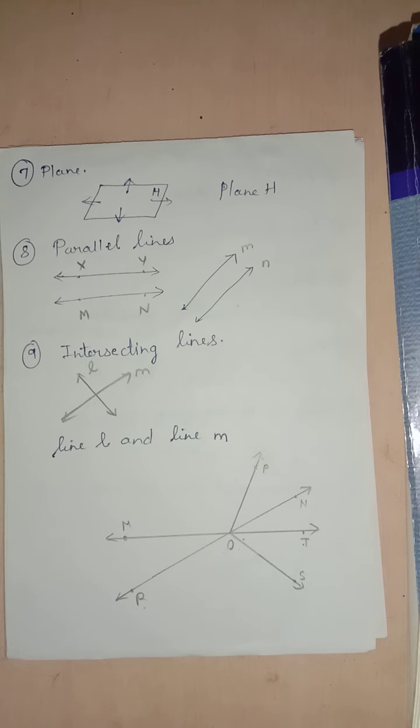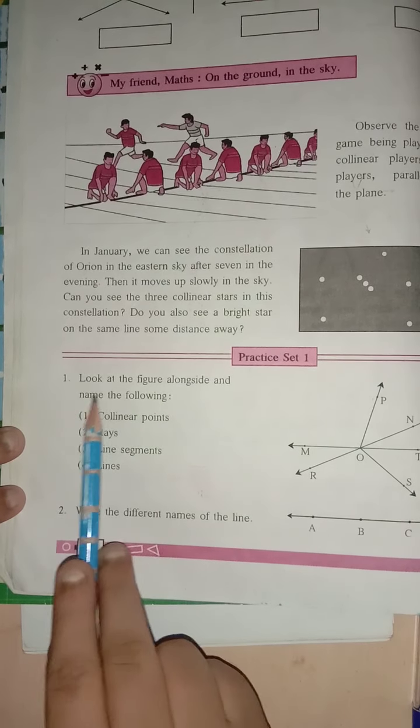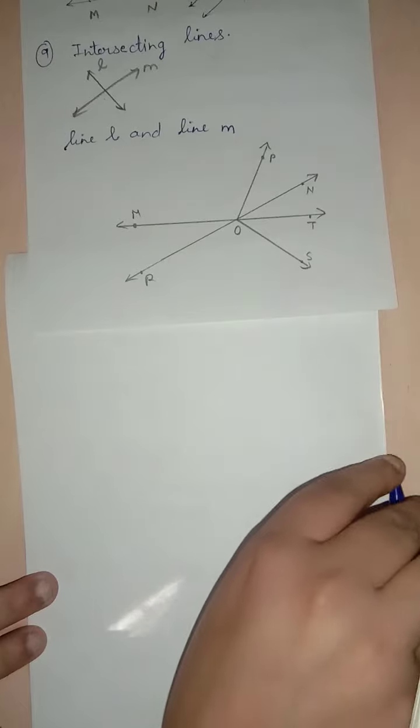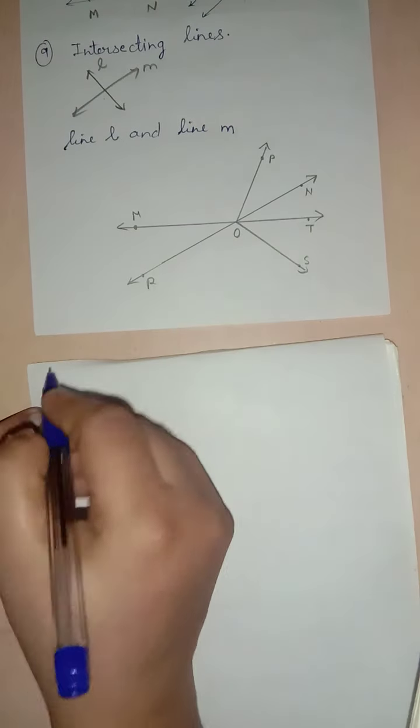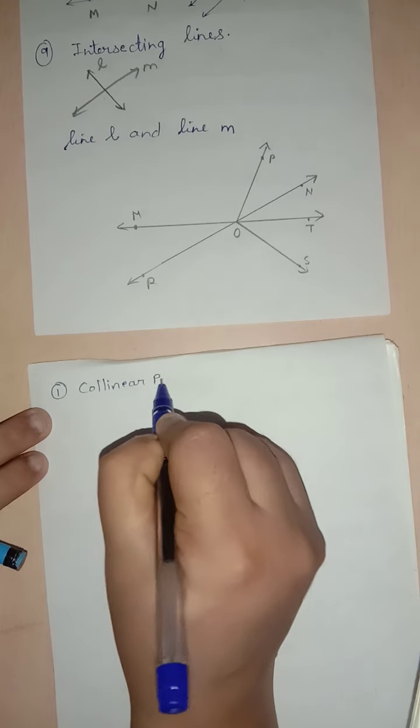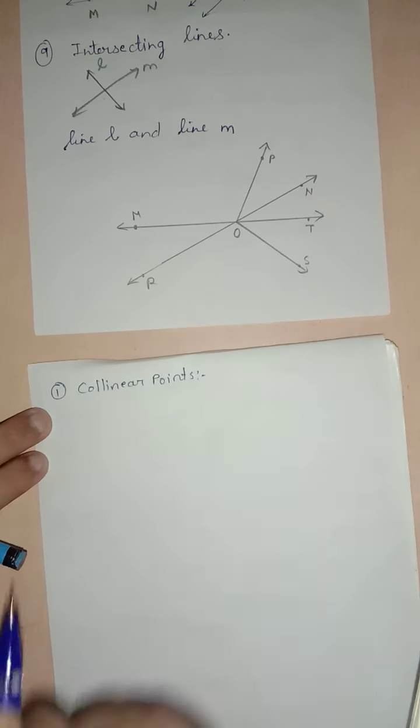So now we'll see how to solve practice set 1. The first question is, look at the figure alongside and name the following: collinear points, rays, line segment, and line. Now I have taken the same diagram like this, but I have taken it on a paper. Okay. So first, what do we have to name? Yes, we have to name first the collinear points. What are collinear points? The points which lie in a straight line are called collinear points.